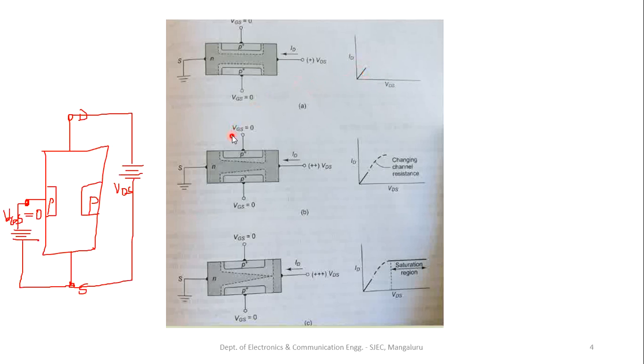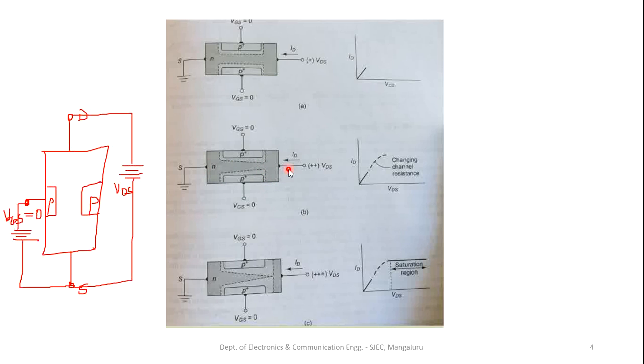Next, we further increase this VDS voltage. The VGS voltage is kept constant. VGS is not varied now. Only the VDS voltage is varied. When we further increase this VDS voltage, there is a slight increase in the depletion region. It widens at the drain side, and it is narrower at the source side. So the depletion region widens into the channel.